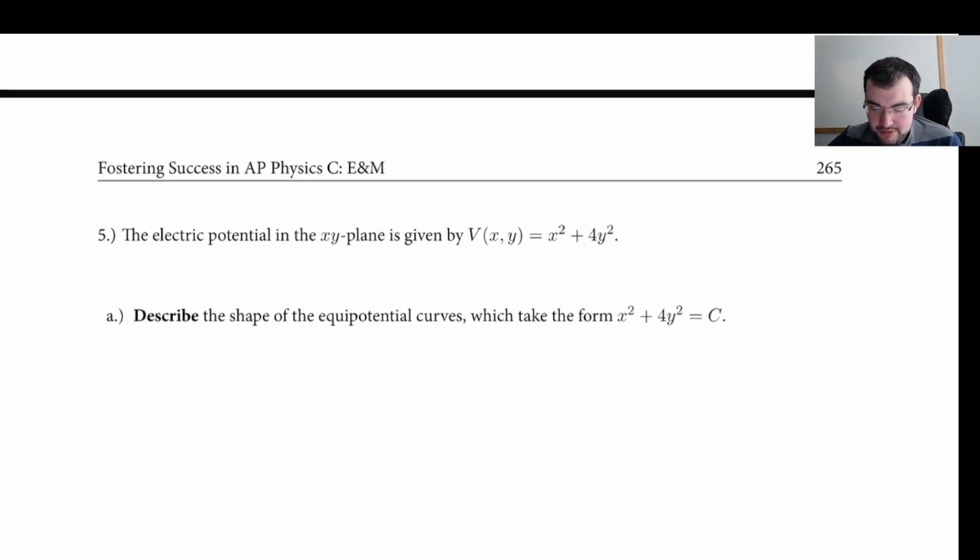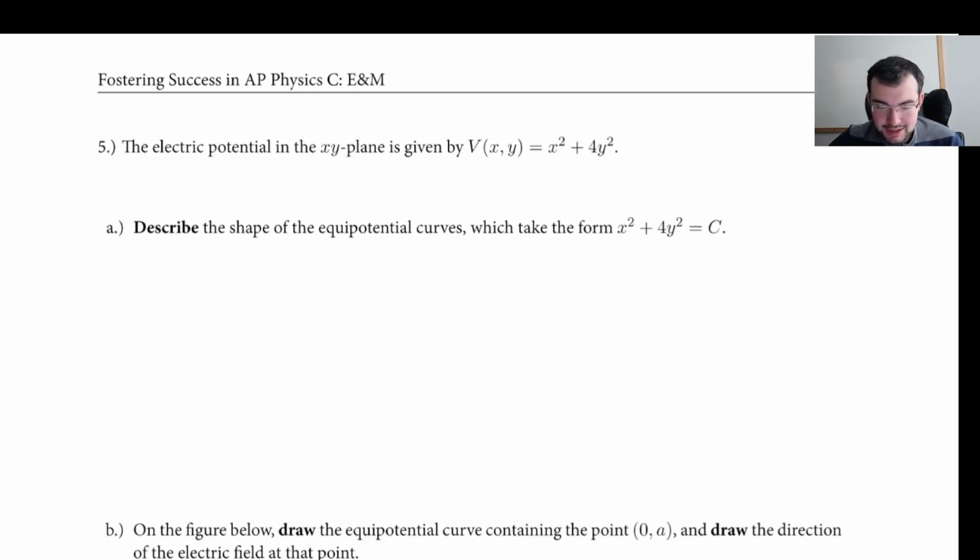All right, now we have a bit of a spicy problem, I'd say, because we don't have one variable, we have two. So here's where we bring up that gradient idea. The electric potential in the xy plane, so we're not just restricting ourselves to an axis anymore, is given by V of x comma y equals x squared plus 4y squared.